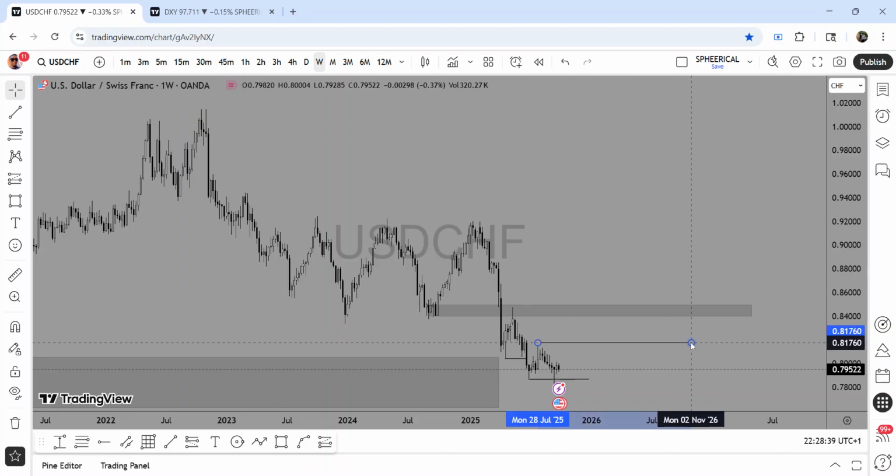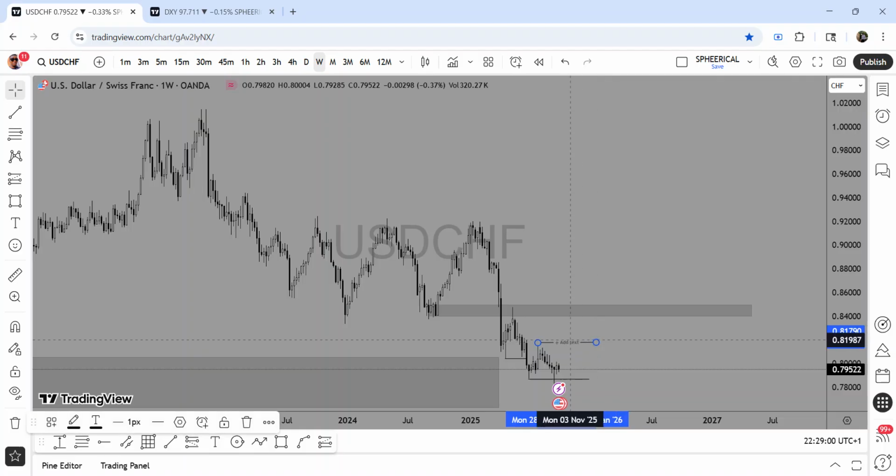So let's adjust this one, and we have it in our mind that this is our point, that if the market breaks this point, we will say that this market has typically changed character. So let's name it. Let's just use 1 week change of character.